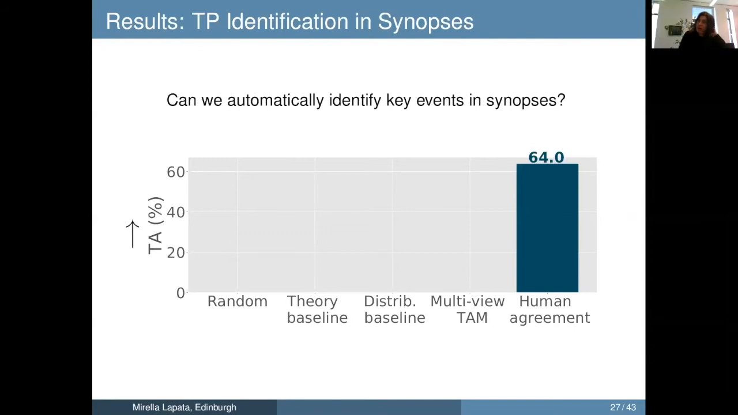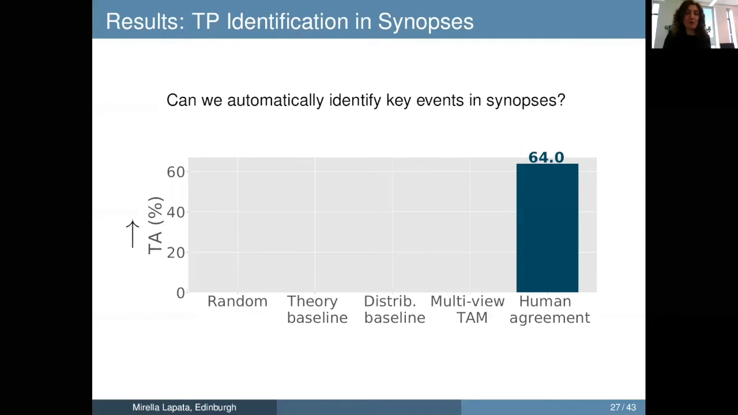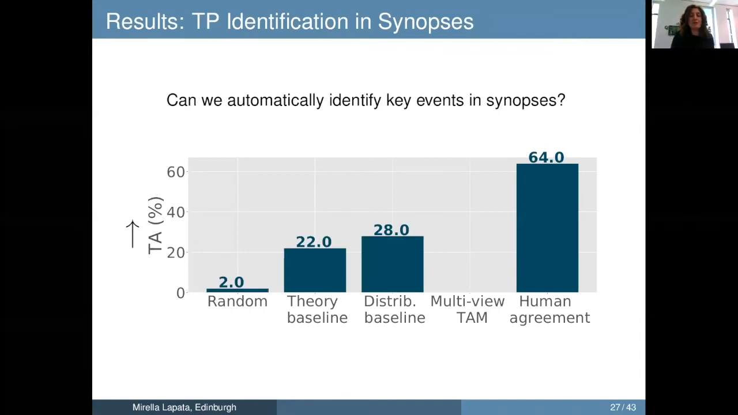Okay, so how well are we doing at identifying these turning points in the synopsis? So this is on the sentence level. And we start with the human agreement, which is 64%. This TA stands for total agreement, and it's the same metric I'm going to use for all the models. So 64% is the upper bound, and you see the random allocation is 2%. The theory baseline is assuming positions, like the 10% of the movie will be the opportunity, 50% of the movie will be the point of no return.